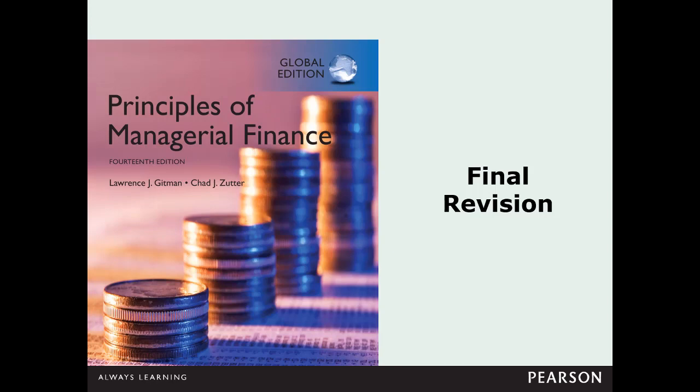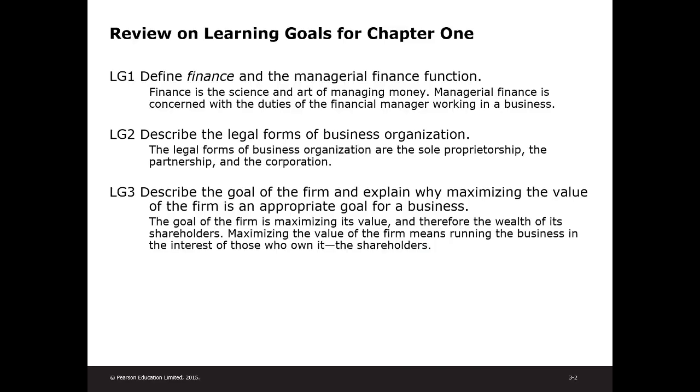First, we are going to revise each chapter and then solve questions about each one of them. The first chapter, we all know that the first chapter has five main points. The first one is defining finance and the managerial finance function, which means that finance is the science and the art of managing money, while managerial finance is concerned with the duties of the financial manager working in a business or inside a firm.